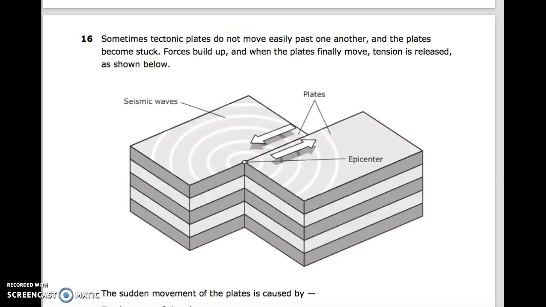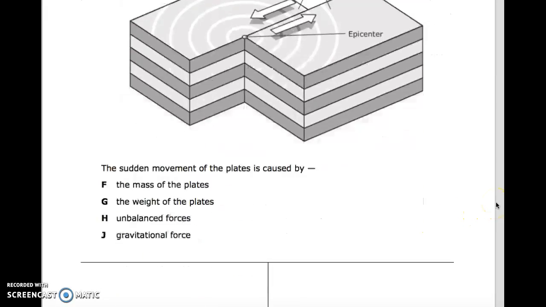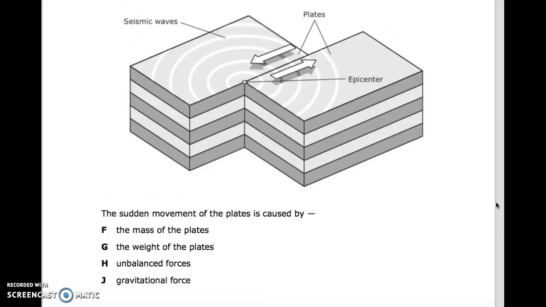16. Sometimes tectonic plates do not move easily past one another and the plates become stuck. Forces build up, and when the plates finally move, tension is released as shown below. Seismic waves, plates, epicenter. The sudden movement of the plates is caused by F, the mass of the plates, G, the weight of the plates, H, unbalanced forces, J, gravitational force.